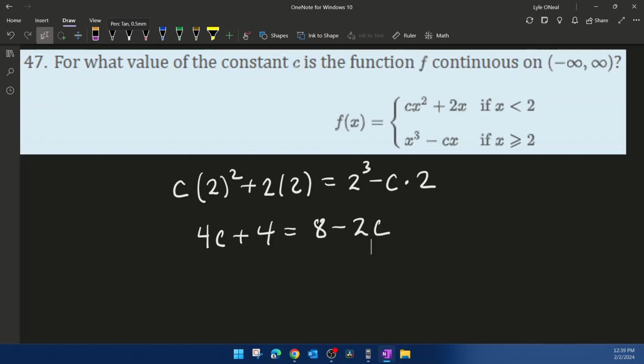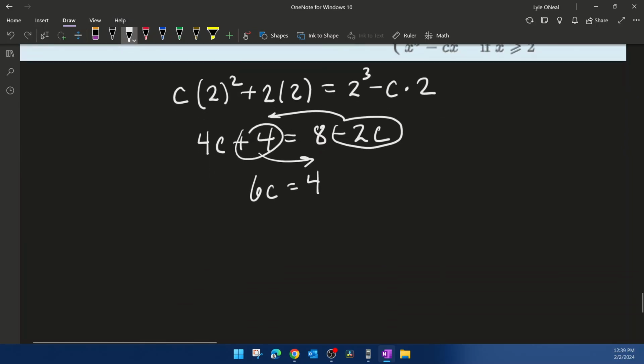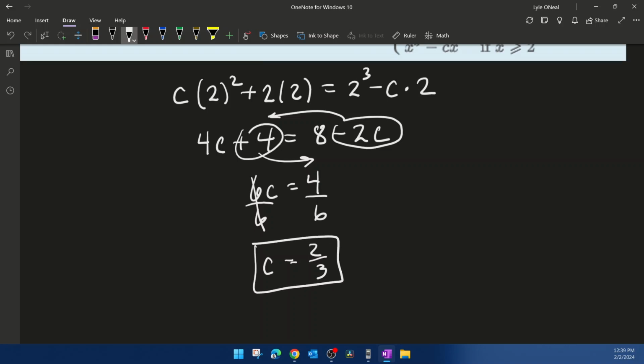So simplifying, we get 4c plus 4 equals 8 minus 2c. Then bringing the negative 2c one way and the 4 the other is going to give us 6c equals 4. Dividing both sides by 6, we're going to end up with a fraction which reduces to 2/3, which is our answer. That is what c needs to be to guarantee continuity at x equals 2.